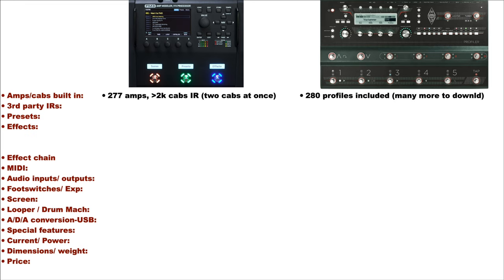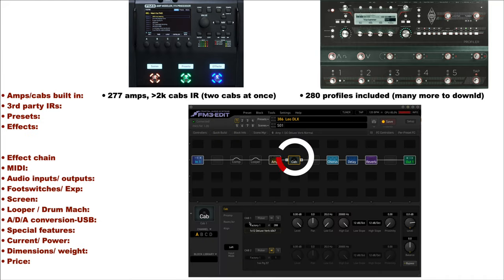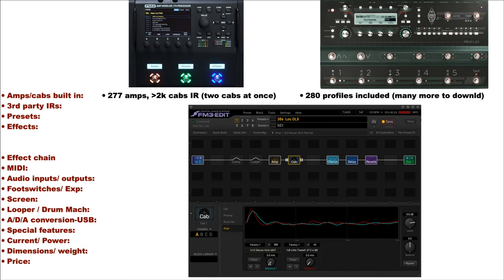As regards amps, cabs and mics, we have 277 amps, more than 2000 cab IRs, with the possibility to have two cabs at once for the FM3. Furthermore, the FM3 cabinet simulator block can load up to two impulse responses with a specific function that allows us to visually align the phase or to adapt the room size to our needs.